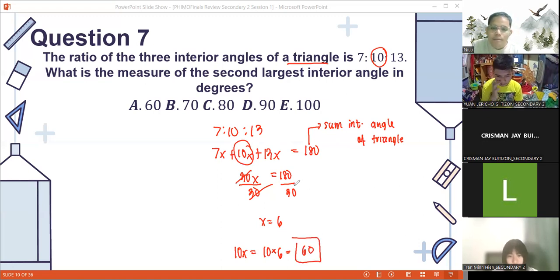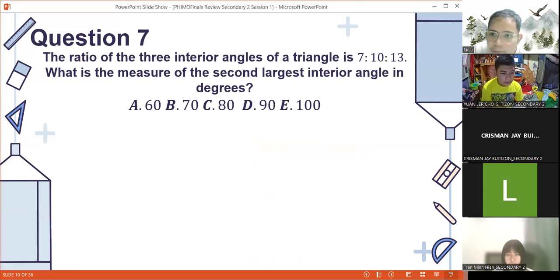What I wrote below 180 is 30 because this is 30x. So to solve for x, you divide by 30. The left side you divide by 30, the right side you also divide by 30, okay? No problem. Let's proceed with number 8.